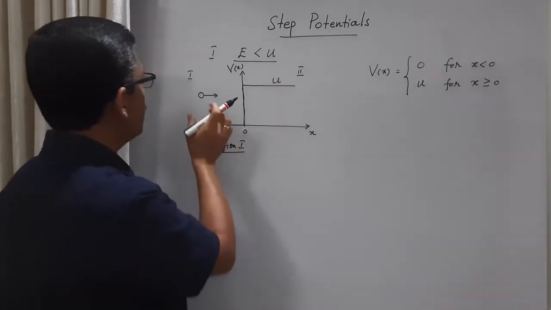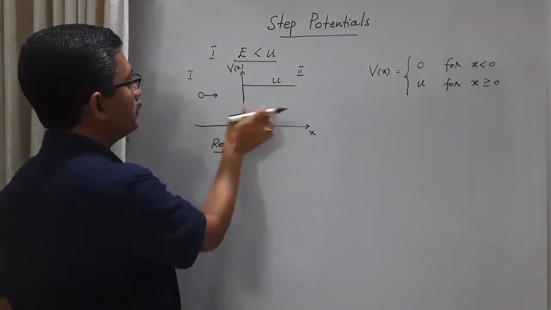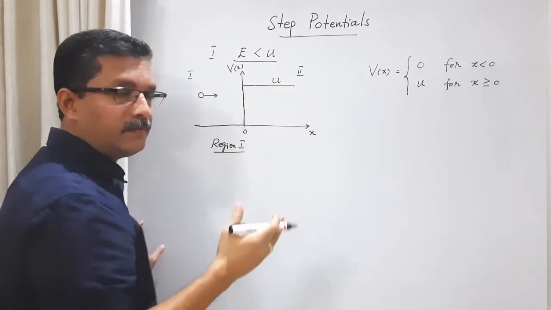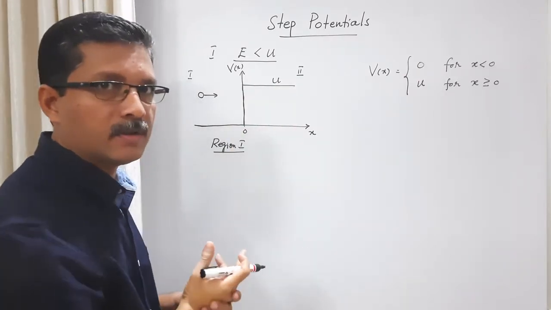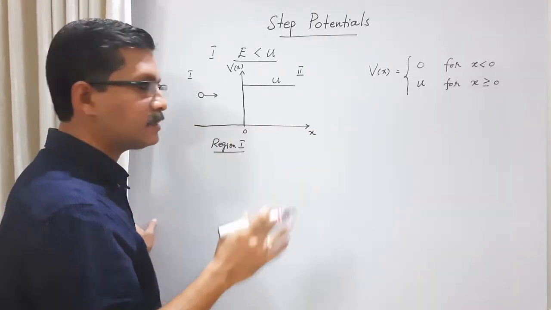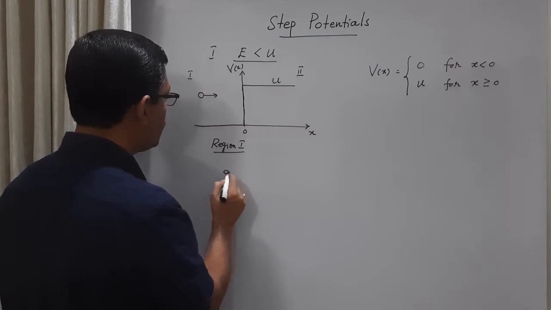So what is the Schrodinger equation in region 1? Here, potential energy is zero, and here potential energy is a finite value. So we need to use only the time independent Schrodinger equation, because the time dependent part is fixed in such situations. So what is the time independent Schrodinger equation?